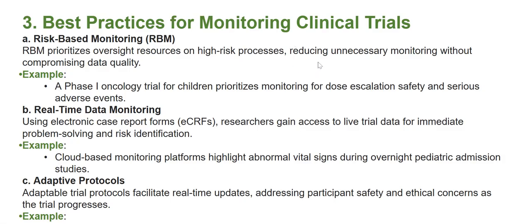So here, as an outcome, the needed outcome is to reduce the unnecessary, unneeded monitoring without compromising data quality, meaning maintaining the quality of the data. Example, a phase 1 oncology trial for children prioritizes monitoring for dose escalation, safety, and serious adverse events, SAEs.